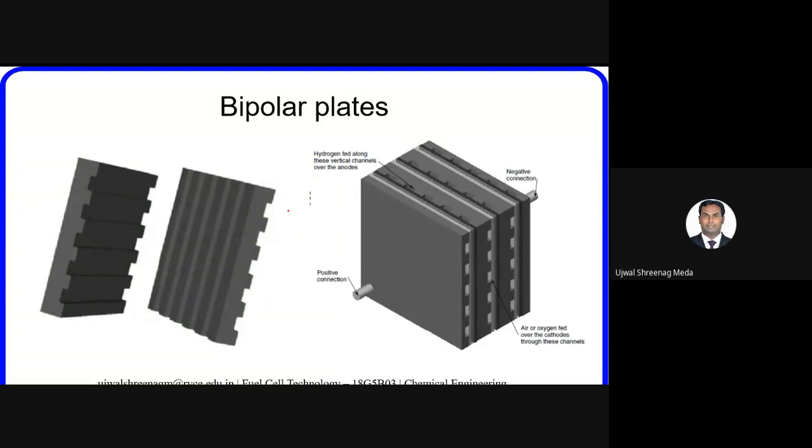And coming back to the bipolar plates, this is how a bipolar plate looks. Vertical corrugations on one side and horizontal corrugations on the other side, and such bipolar plates are placed between the fuel cells in order to make a stack.